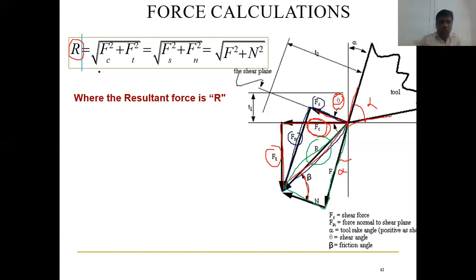So this R value is the same for the other forces also. Even if you take this triangle, nothing but the shear triangle, here also R is nothing but Fs square plus Fn square. The same thing is there. Fs square plus Fn square under root will give you the R value. So the R value is the same.